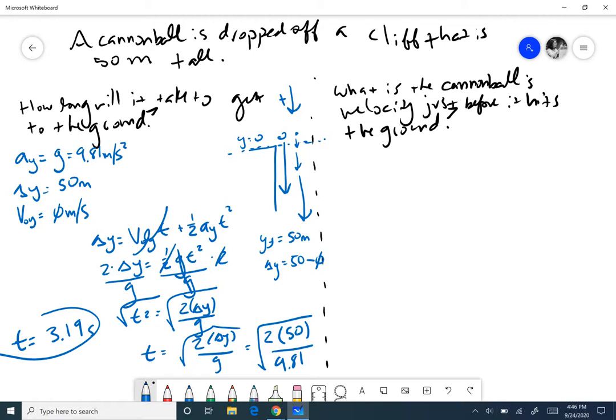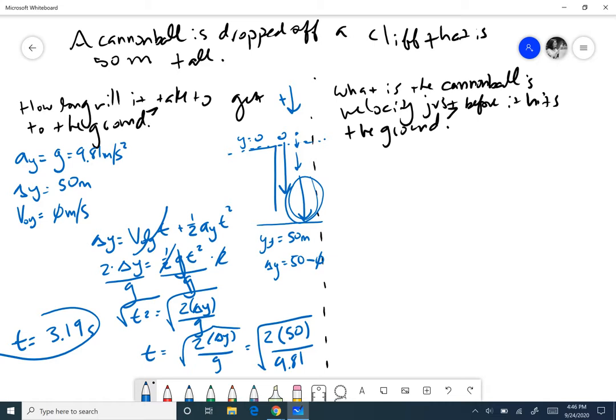What is the cannonball's velocity just before it hits the ground? When I say just before it hits the ground, I mean like, what's this velocity, right? Not when it hits the ground, right? Because then it's just a 0. That's boring. So we want to know right before it hits that ground.